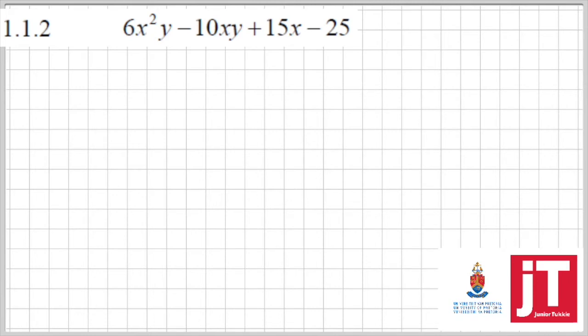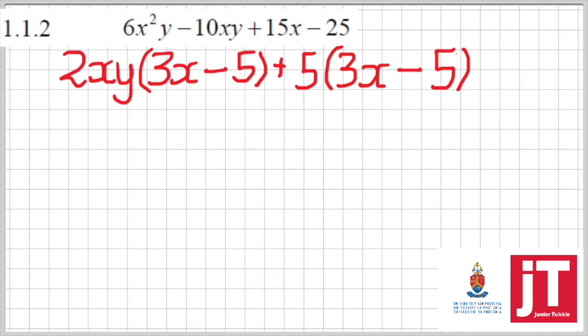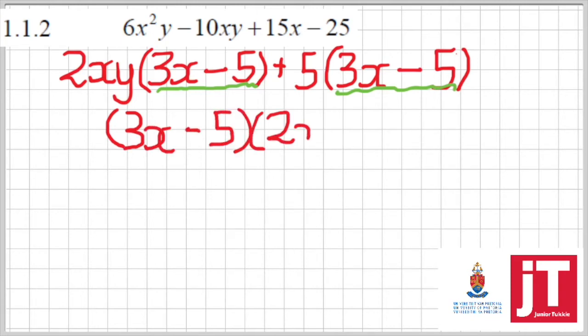In the first two terms, the common factor would be your 2xy. Then you're going to have 3x minus 5. And in the last two terms, the common factor is plus 5. You're going to have 5, then you have 3x minus 5. Immediately, you should recognize something that is common. That's your 3x minus 5. That's a common factor. If we factorize that further, our final answer would be 3x minus 5 in the first, and you're going to have 2xy plus 5 in the second.